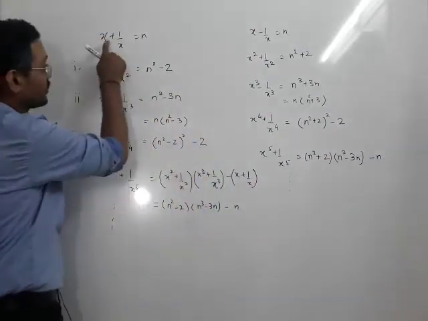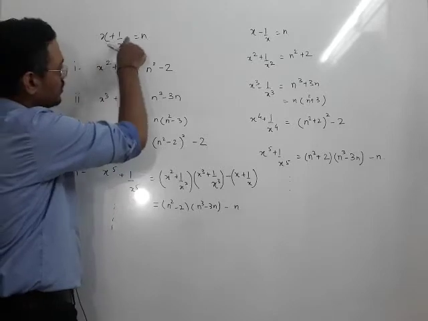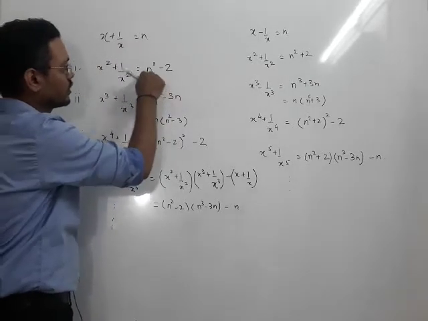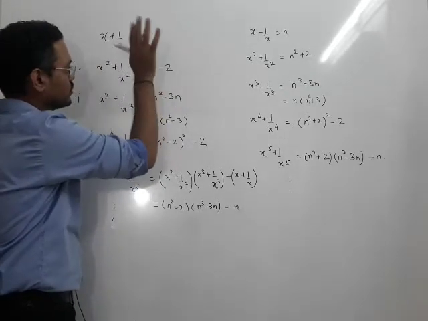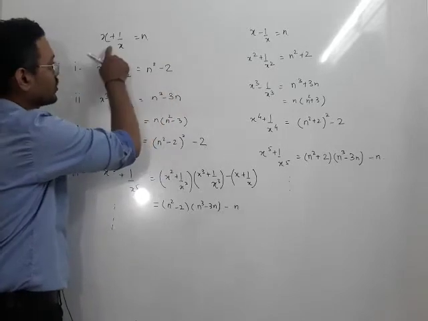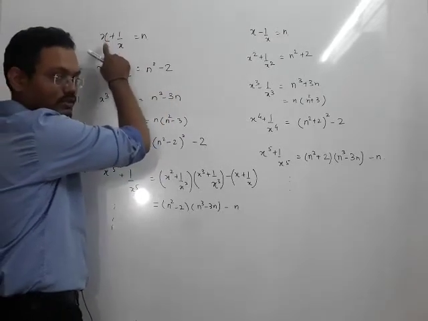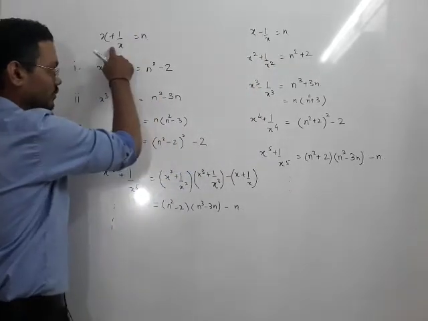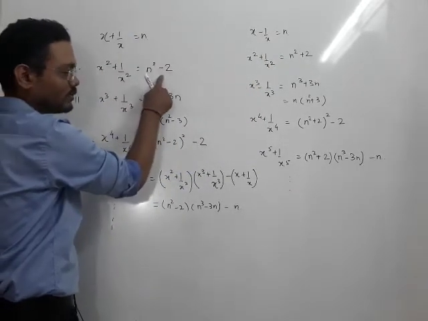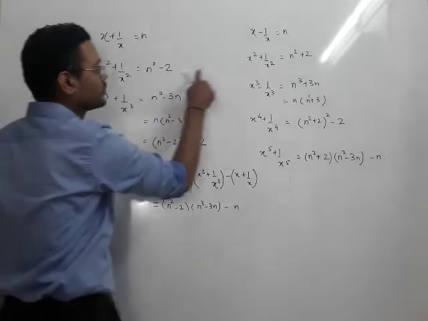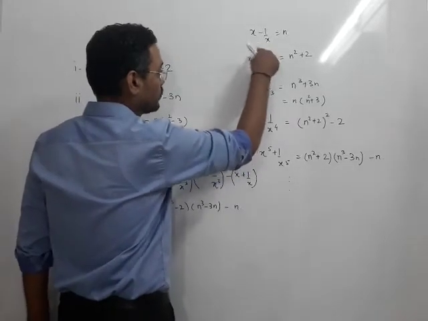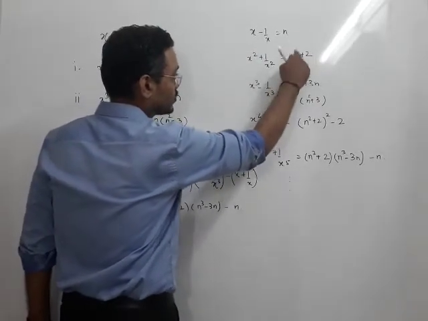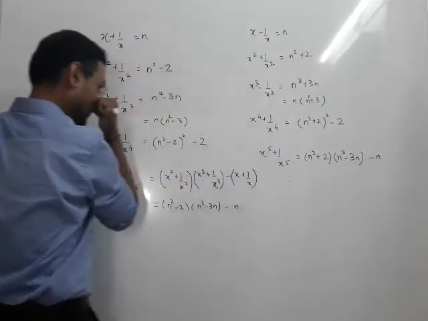Whenever there is x plus, people get confused whether it will be n square minus 2 or plus 2. So just remember, minus or plus depends on whether it is x plus 1 by x or x minus 1 by x. If it is plus 1 by x, then of course on the right hand side it has to be n square minus 2. When it is x minus 1 by x, the right side will be n square plus 2.